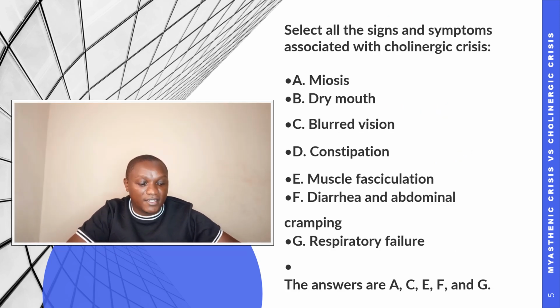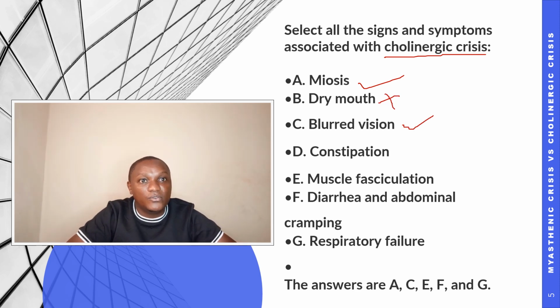Another SATA question on cholinergic crisis. You should now be able to select the answers that show signs and symptoms associated with cholinergic crisis. A, miosis. Miosis is pupil constriction. Is that right? Yes. Dry mouth. Remember, in cholinergic crisis we have a lot of secretions. So is it true? No. Blurred vision. Yes, blurred vision is a symptom of cholinergic crisis. Muscle fasciculation is also a symptom of cholinergic crisis. Diarrhea and abdominal cramping are also signs and symptoms of cholinergic crisis. And also respiratory failure. So here the answers are A, miosis, C, blurred vision, E, muscle fasciculation, F, diarrhea and abdominal cramping, and also respiratory failure.